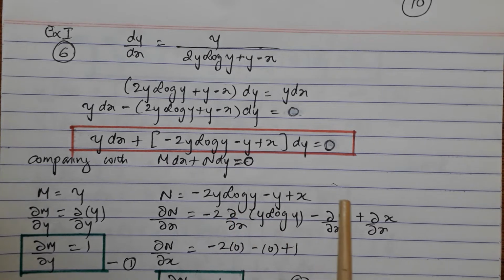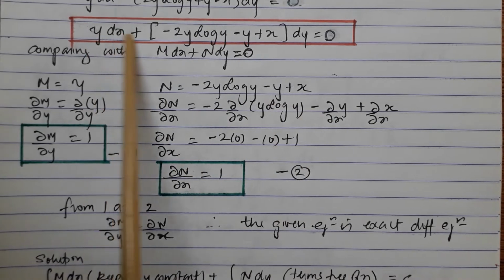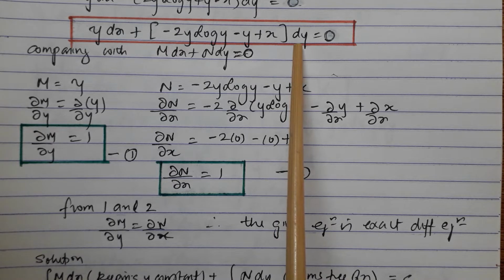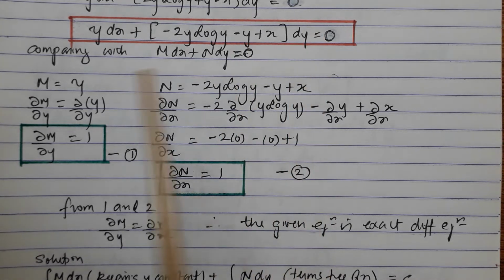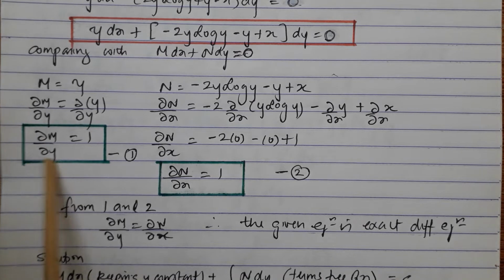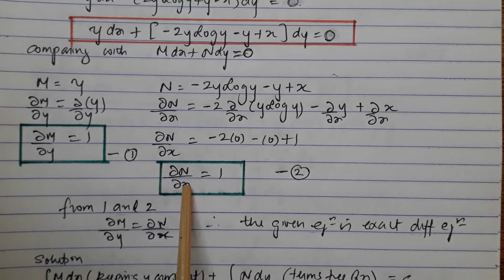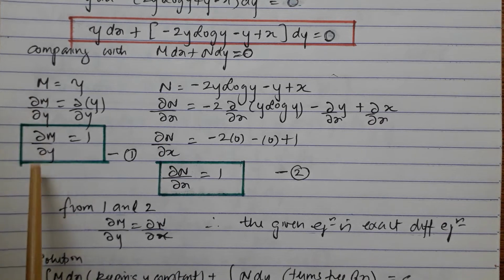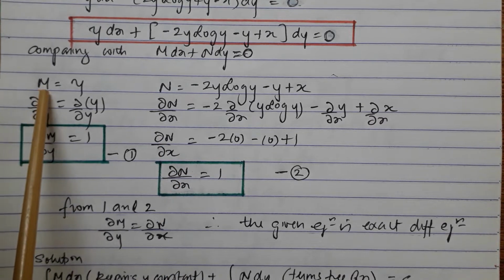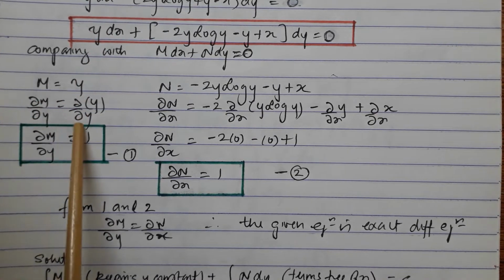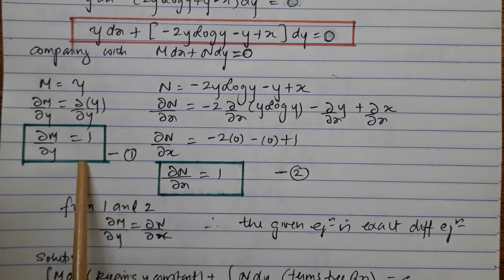Now we need to prove this differential equation is exact. And we can prove this if we can show that the partial derivative of M with respect to y is equal to the partial derivative of N with respect to x. So let us start taking the partial derivative of M with respect to y. So M is equal to y. So del M by del y is del by del y of y, which is 1. So del M by del y is equal to 1.